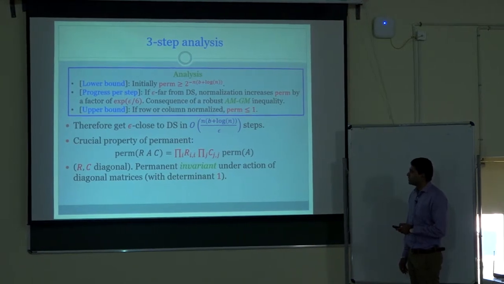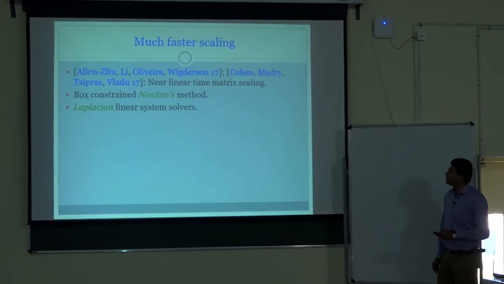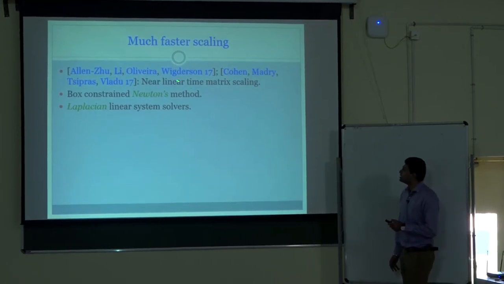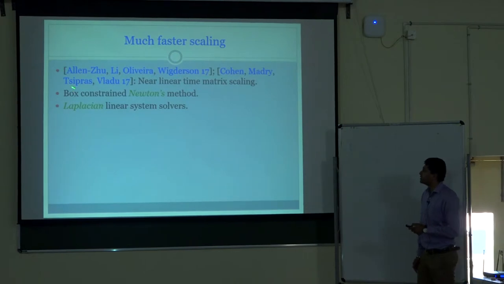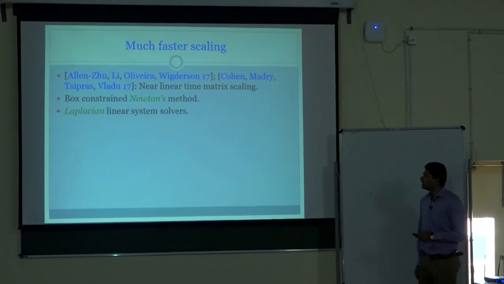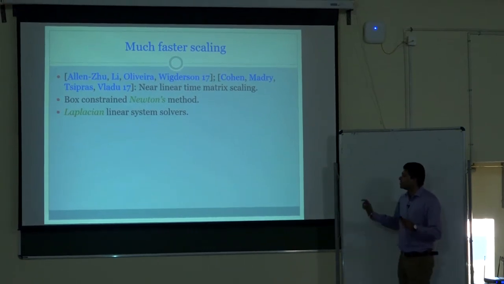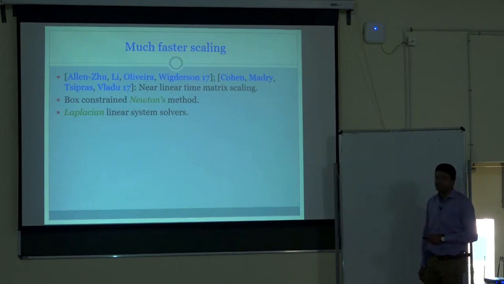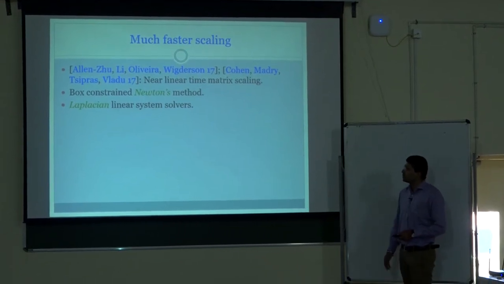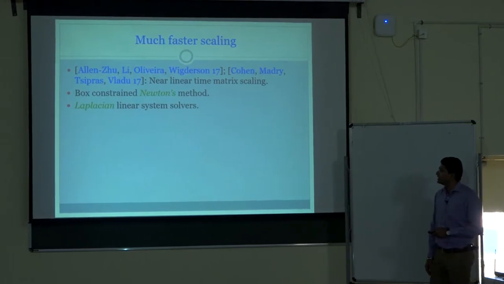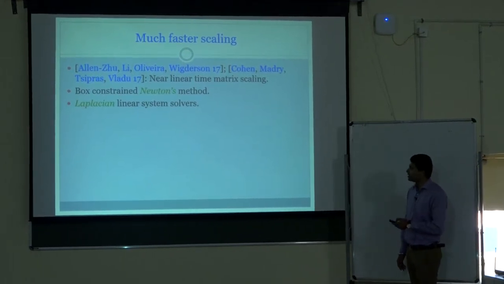Okay, so this is matrix scaling. I want to mention that two independent works, one by Allen-Zhu, Li, Oliveira and Wigderson, and the other by Cohen, Madry, Tsipras and Vladu, obtain near linear time algorithms for matrix scaling. In one line, the algorithm is something called a box constrained Newton's method, and they use state-of-the-art Laplacian linear system solvers. The previous algorithm for matrix scaling is very simple and easy to code, but it's not the fastest. These guys have near linear time algorithms. So this was just an aside.